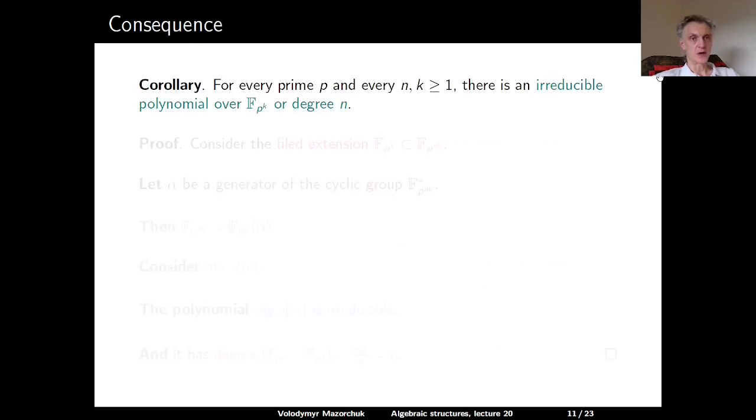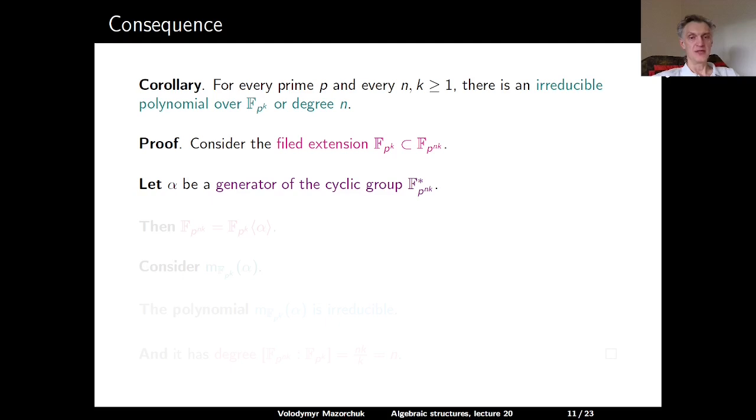Here is a consequence. Corollary: for every prime p and every positive integers n and k, there is an irreducible polynomial over F sub p to the power k of degree n. Proof: consider the field extension F sub p to the power k to F sub p to the power n times k. Let alpha be a generator of the cyclic group F sub p to the power nk star. Then the bigger field F sub p to the power nk is obtained from F sub p to the power k by adjoining our alpha.